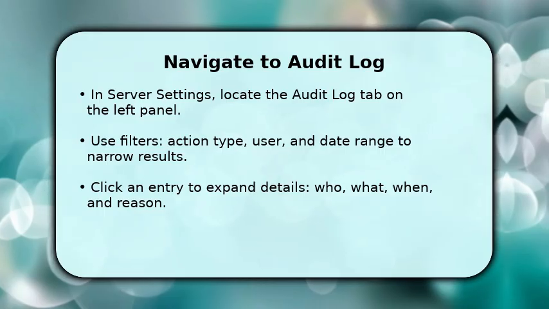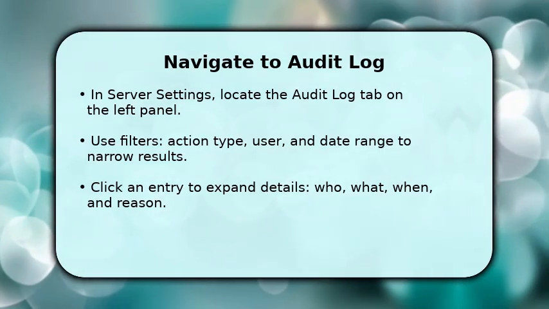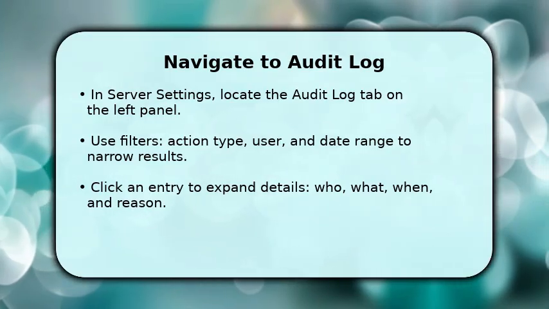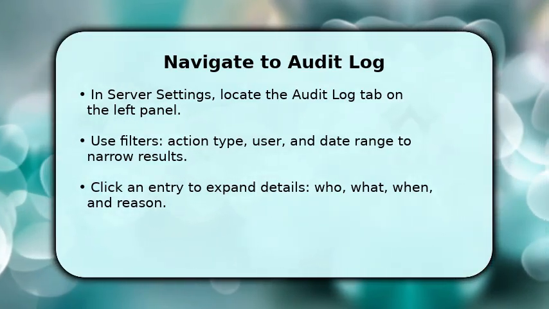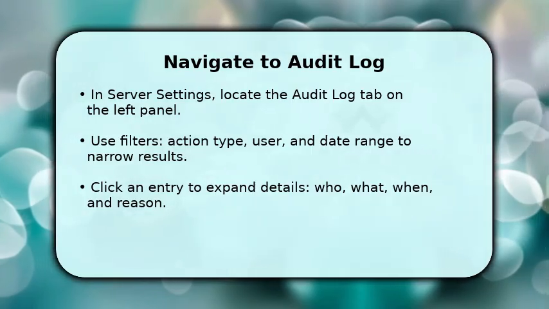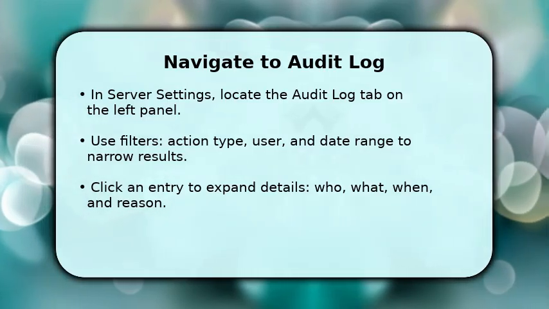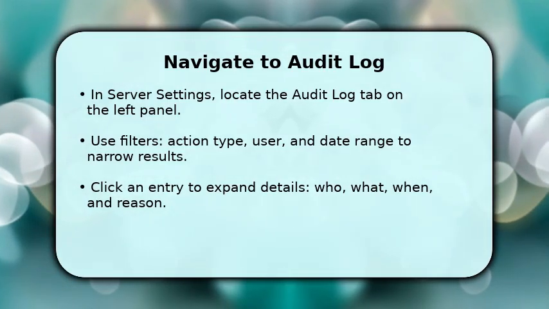Once there, use the filter controls to narrow entries by action type, specific user, or approximate date range, which makes finding a change fast. Click any individual entry to expand it and see exactly who performed the action, what was changed, when it happened, and the provided reason. Make sure to review context lines to verify related events.